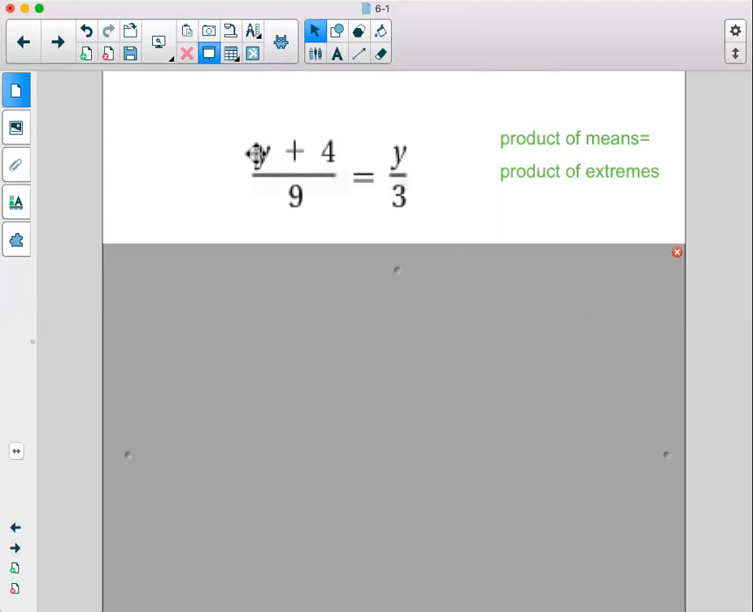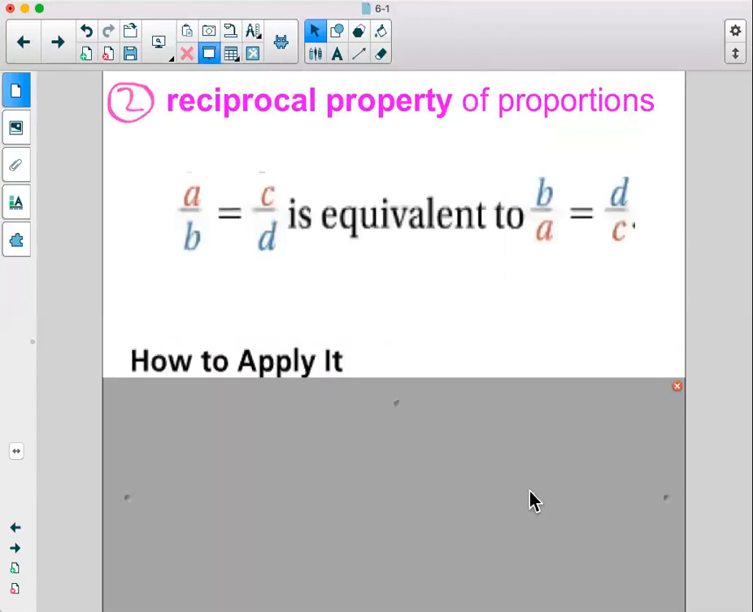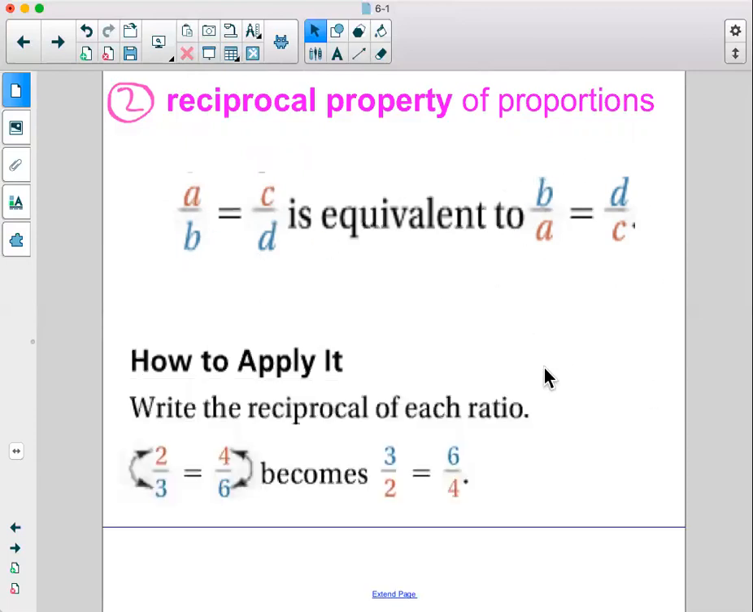The extremes are quantity y plus 4 and 3, and the means are 9 and y. So product of the means equals product of the extremes, and then you could use that to solve for y. The next property of proportions is a reciprocal property of proportions, which states that if you're given this proportion, you could flip everybody upside down, and it would still be a true equation.